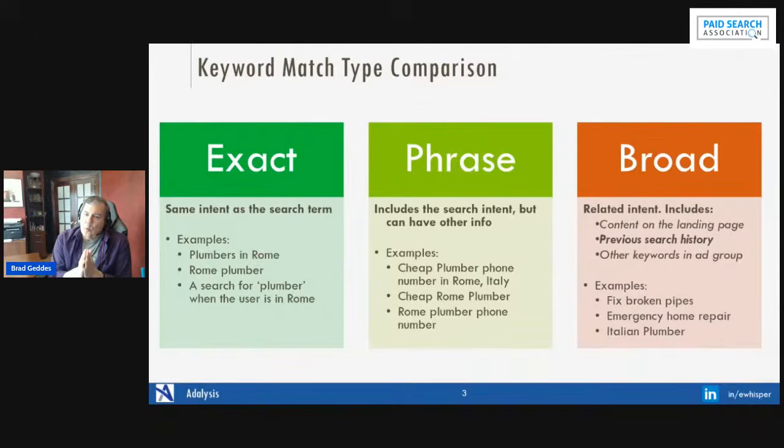And one of those signals is previous search history. What did you do before? Now you're searching something similar, but you said this exact thing before. Well, this word is actually more related. And that's something broad can do. The other match types can't. Doesn't mean broad's always the best to use, but it's a signal type that is inherent to broad. Exact and phrase don't have access to it.